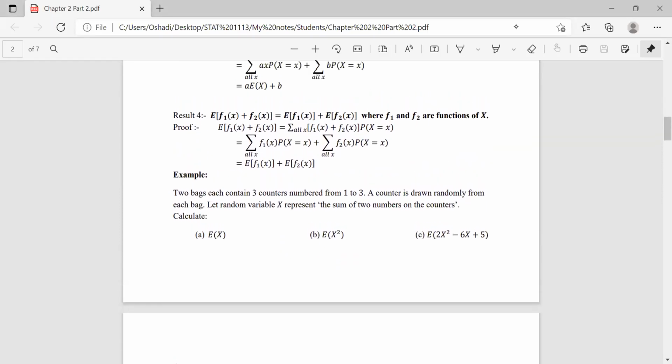So look at this example. Two bags each contain 3 counters numbered from 1 to 3. So there are 2 bags. Each bag contains 3 counters, numbered from 1 to 3. A counter is drawn randomly from each bag. Let random variable x represent the sum of the 2 numbers on the counters. Calculate E(x squared) and E(2x squared minus 6x plus 5). So we have to calculate these expected values.